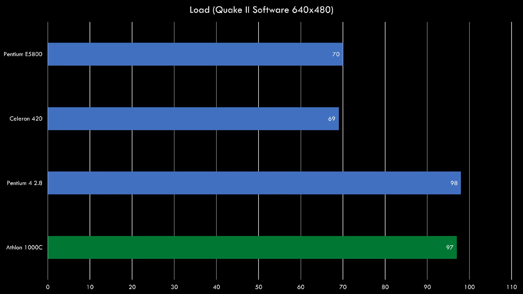Moving on to load, so this is running in Quake 2 in software render. We can now see the power efficiency of these new processors really kick in. We're getting around 69-70 watts compared to around 100 watts of the other processors.